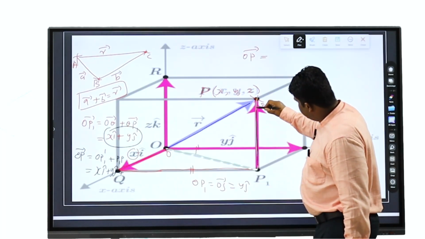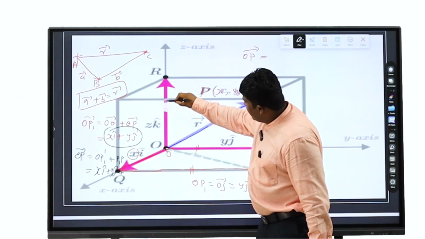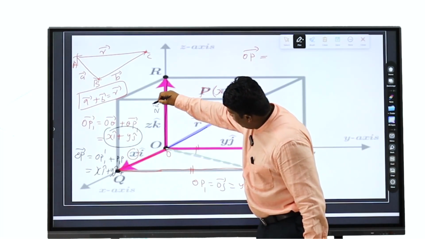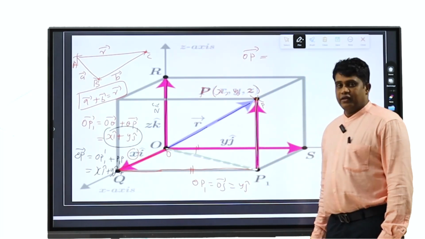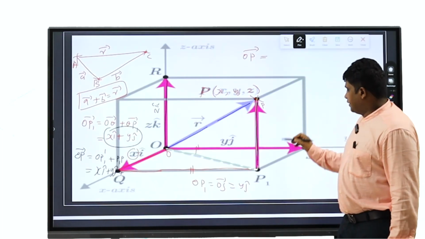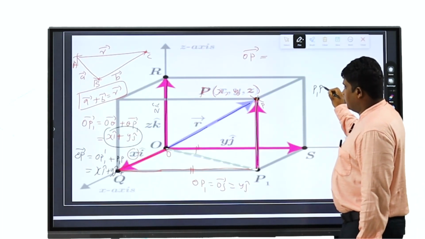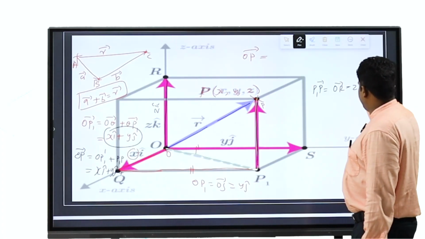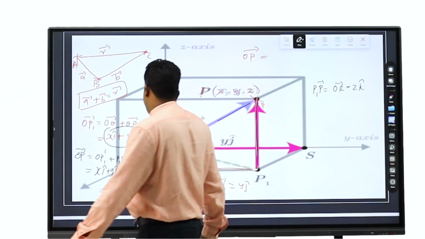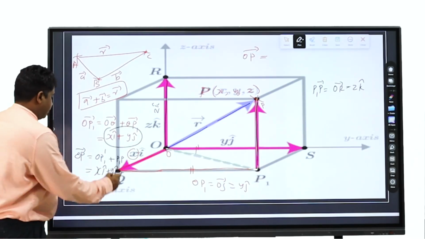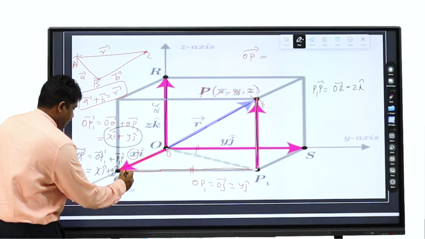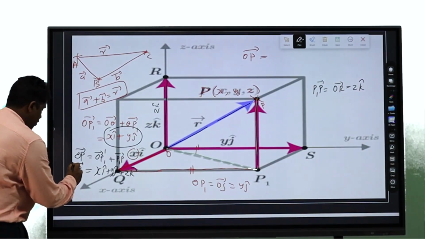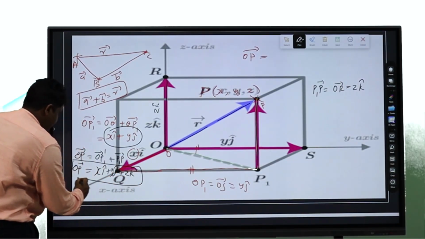P1P is this length, which is equal to this length. And what about this length? This is z k vector. That is, we can write P1P is equal to OR vector, which is equal to z k vector. So we can write z k vector instead of P1P vector. So OP vector is equal to xi plus yj plus z k.